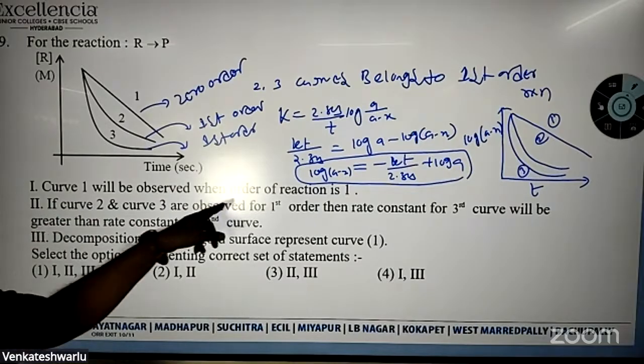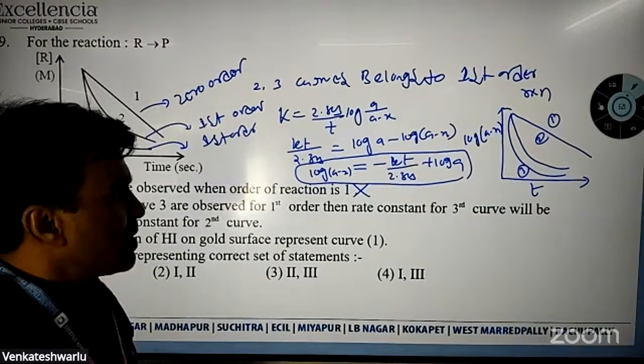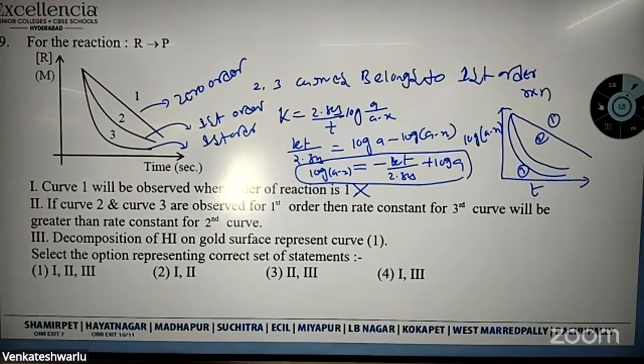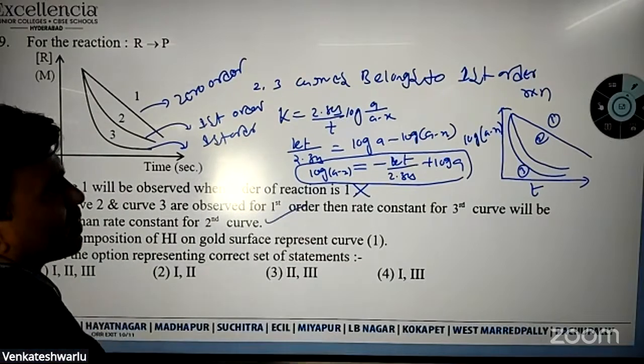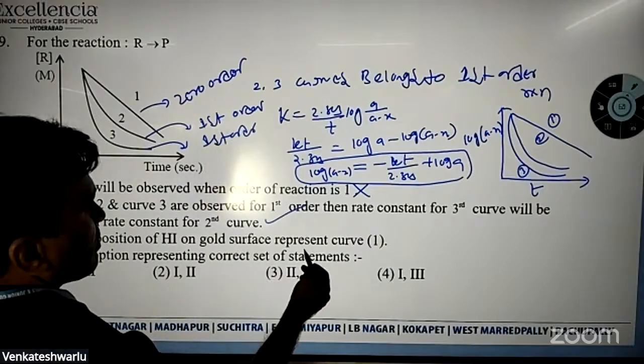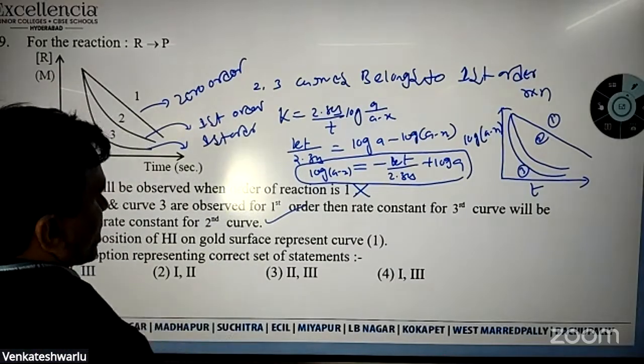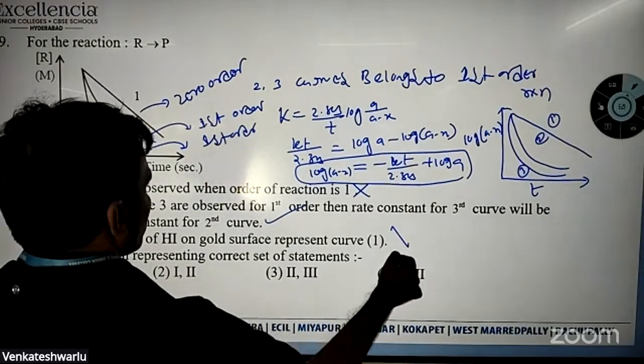Curve 1 will be observed when the order of the reaction is 1. It's wrong, 1 belongs to zero order. If curves 2 and 3 are observed for first order, the third curve will have a greater rate constant. Yes, more deeper, more slow. Now, decomposition of HI on gold surface represents curve 1. Actually this is also wrong, right?